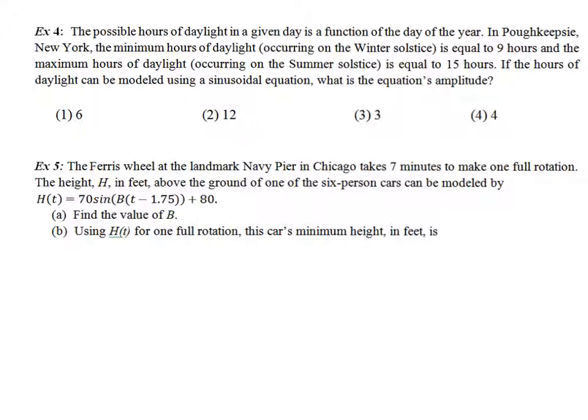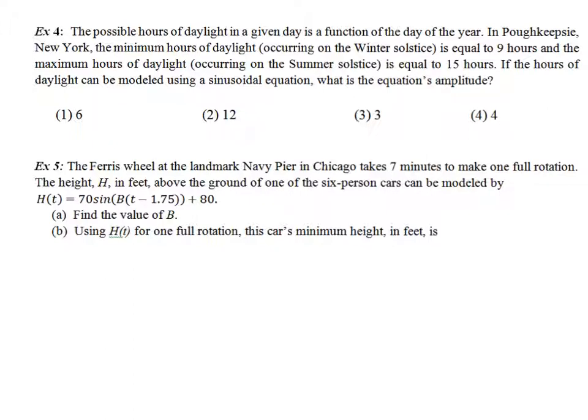So for example number 4, it says the possible hours of daylight in a given day is a function of the day of the year. So the further we are away from the winter, the longer the days get. The closer we are at approaching winter, the shorter the days are. It's a periodic function because this pattern keeps repeating.